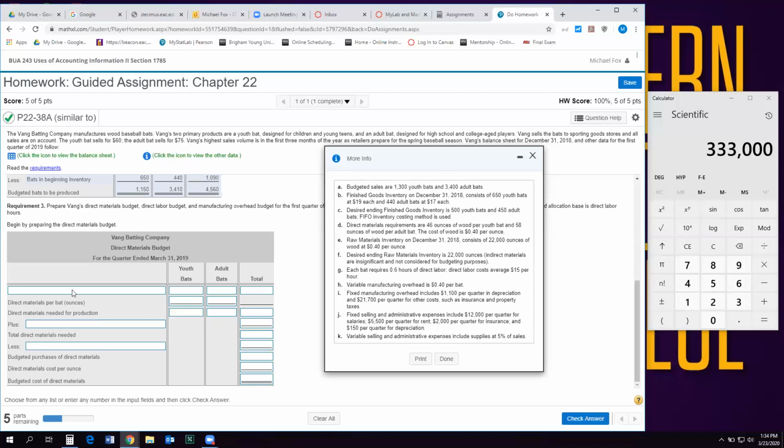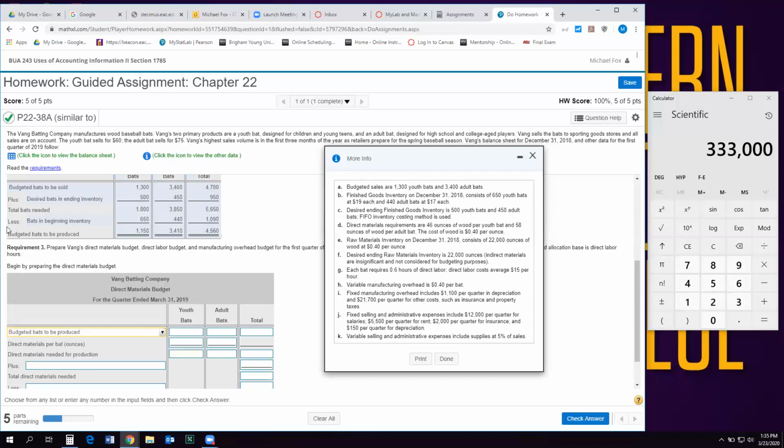So the first thing we start with when we're doing our direct materials budget is how many we expect to produce. And again, we figure that out here on our production budget. So we expect to produce 1,150 of our youth bats and 3,410 of our adult bats for a total of 4,560. And then it's going to tell us here direct materials requirements are 46 ounces of wood per youth bat and 58 ounces per adult bat.